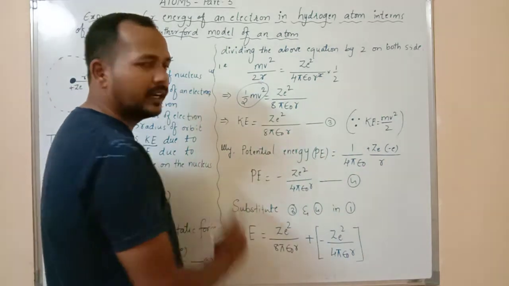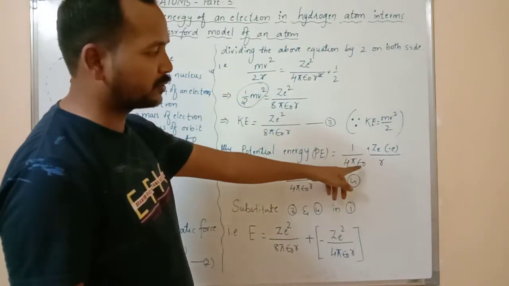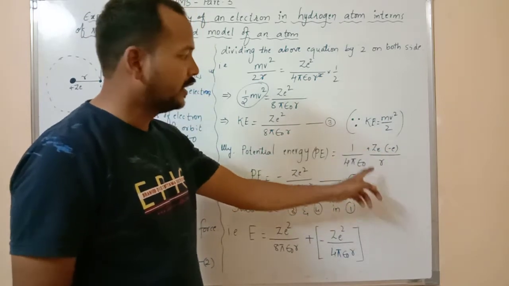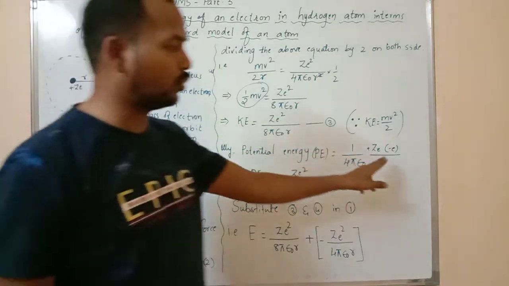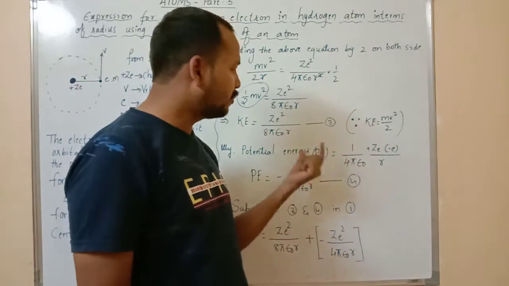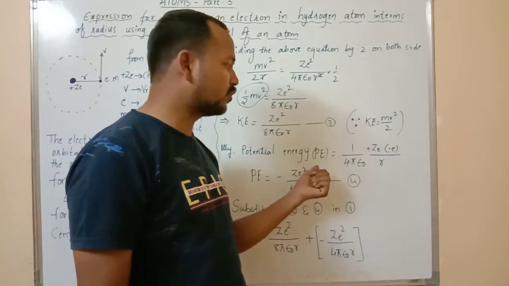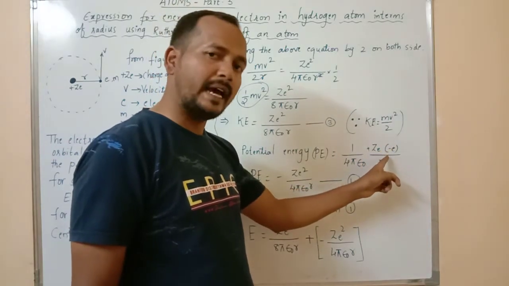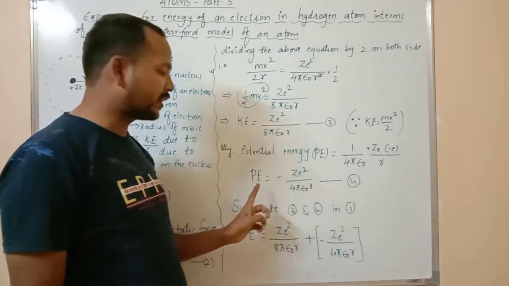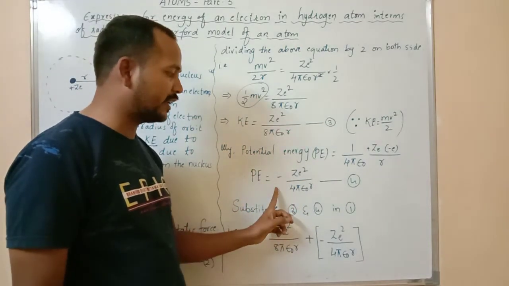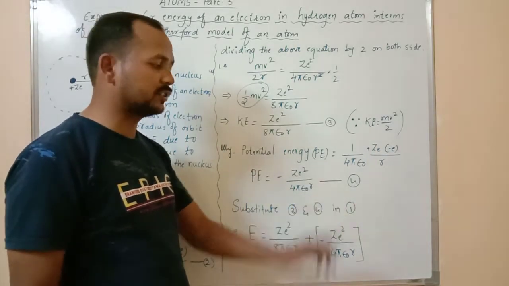Next, similarly, potential energy. What is potential energy? Potential energy is given by 1 by 4 pi epsilon naught q1 into q2 upon r. Here, plus Ze is q1 and minus e is q2. Why do we have to consider minus here? Because potential energy is a scalar quantity, not a vector quantity. For a scalar quantity, we have to consider its polarity. Hence, I am considering negative here. Therefore, the final equation for potential energy is minus Ze square divided by 4 pi epsilon naught r. I will call this equation number 4.